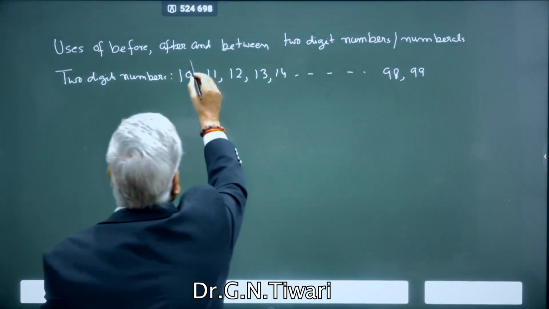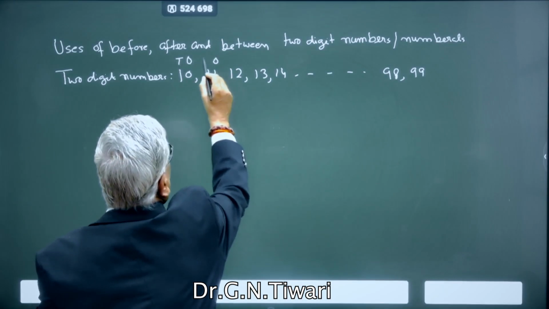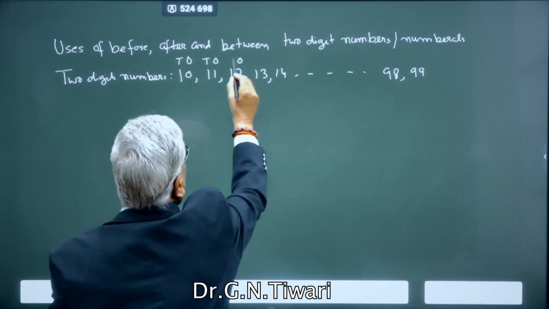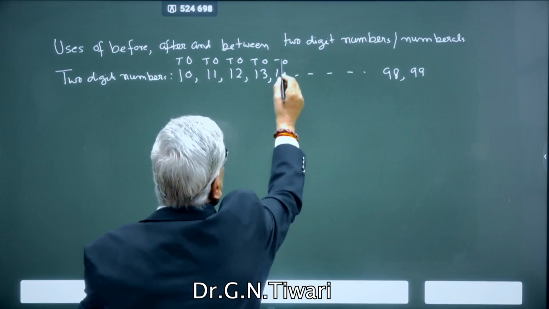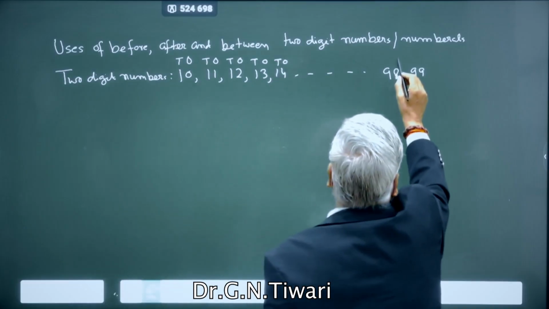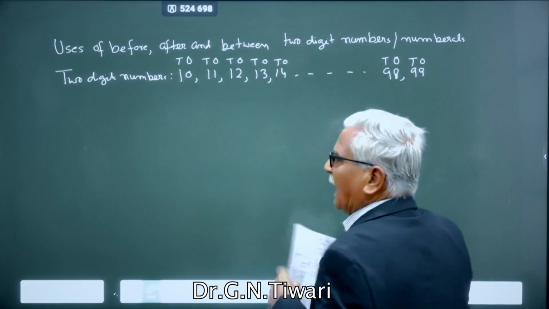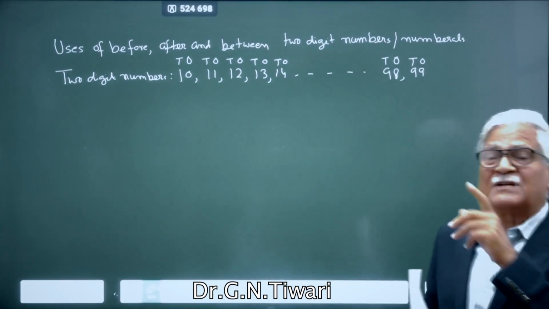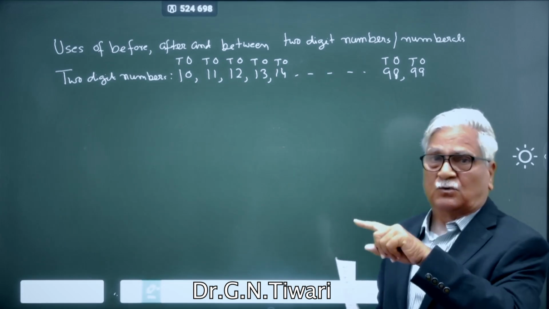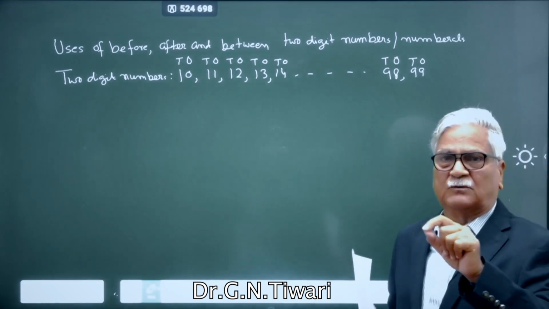So this is ones, O, T, O, T, O, T, O, T, O, T, and here O, T, O, T. I will suggest the class 1 students first write O and then T, not TO, because it is a very bad practice to write TO.